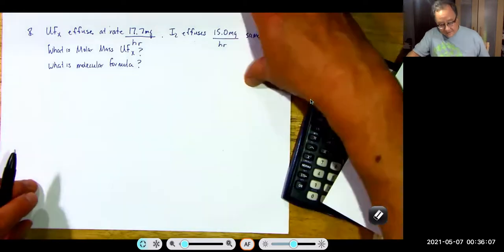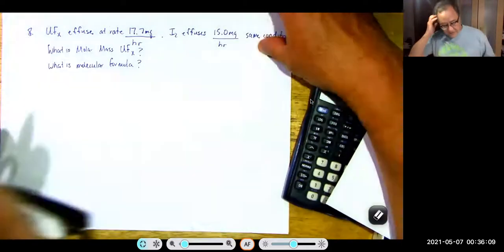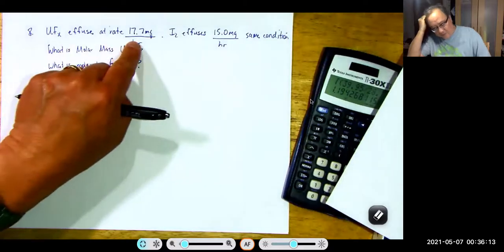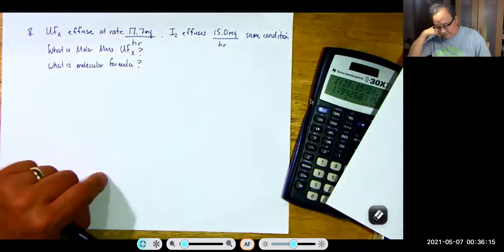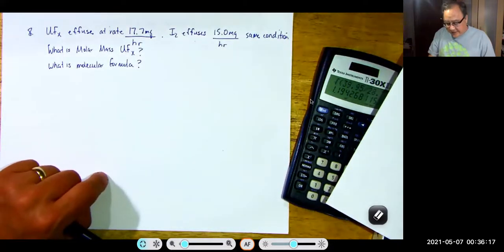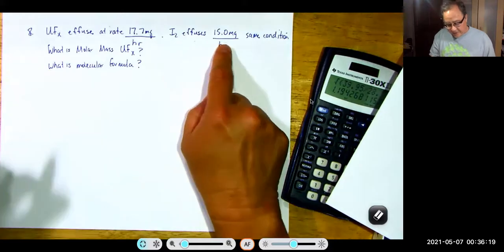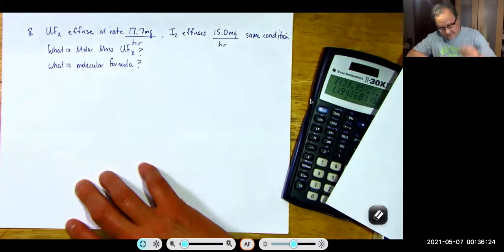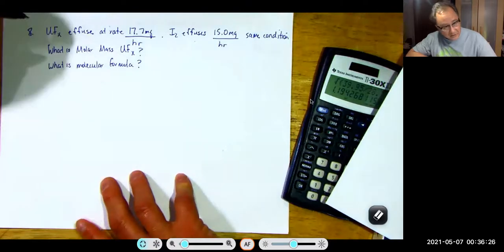Let's see, number 8. This is a tough one. So this compound diffuses at a rate of 17.7 milligrams per hour, and this diffuses at 15.0 milligrams per hour under the same conditions. And they want to know what is the molar mass of this UFX and what is its molecular formula.